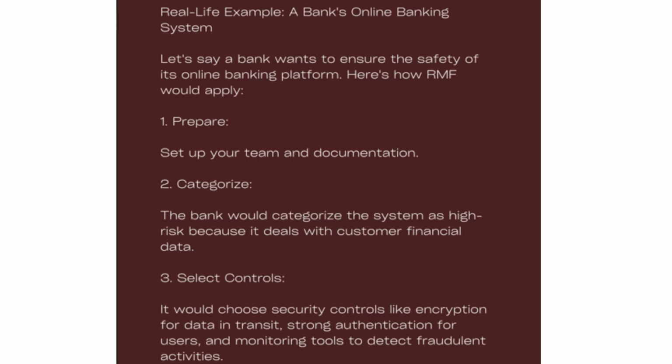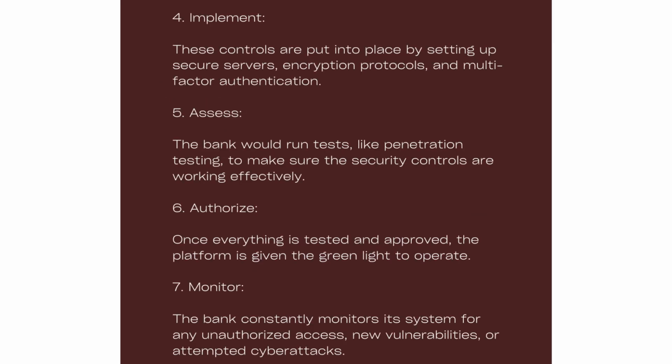The second one is to categorize. The bank would categorize the system as high risk because it deals with customer financial data. And the third one would be to select controls. It will choose security controls like encryption for data in transit, strong authentication for users, and monitoring tools to detect fraudulent activities. And the fourth one is implement.